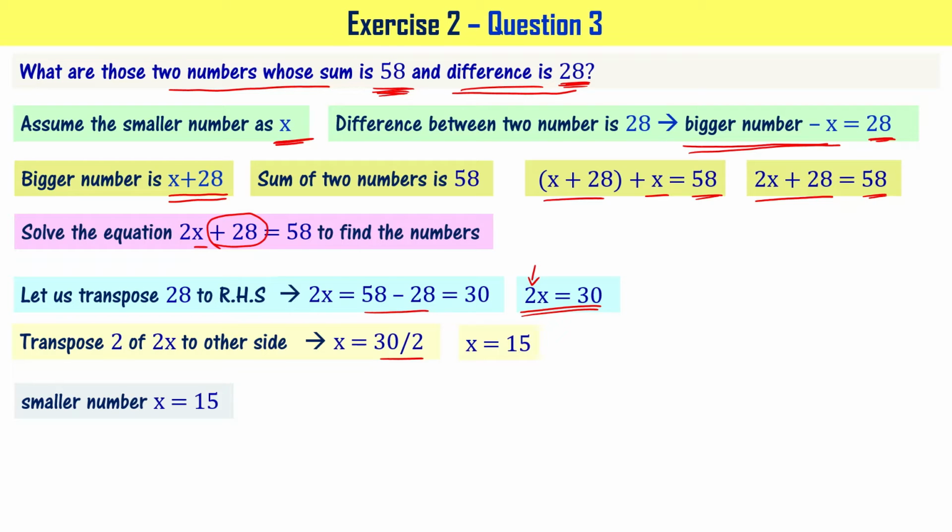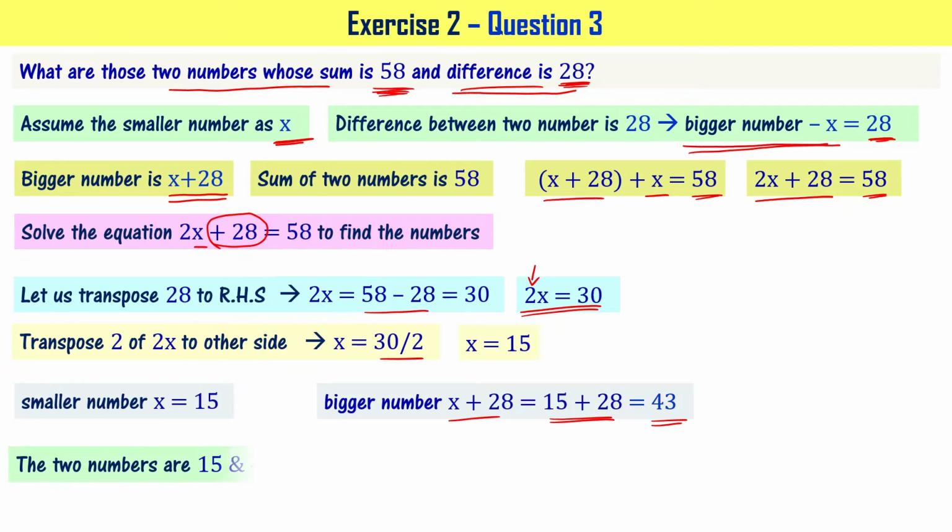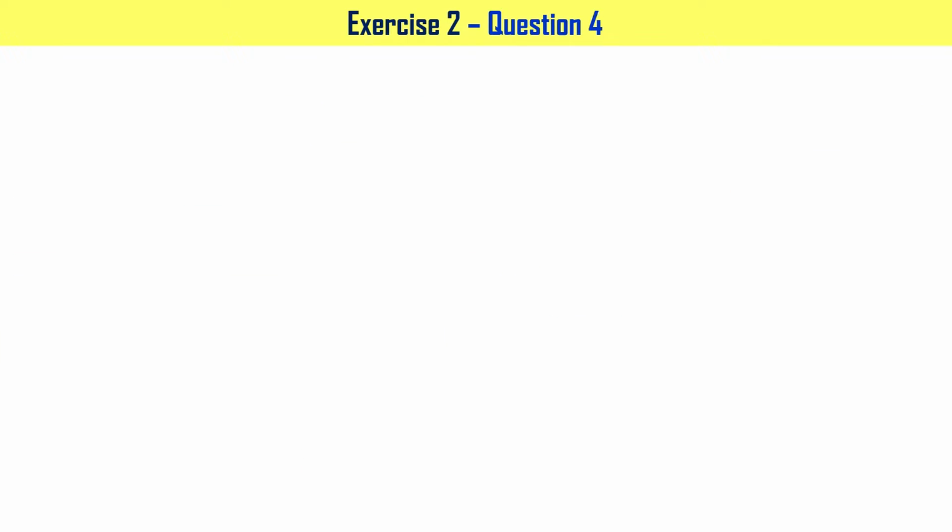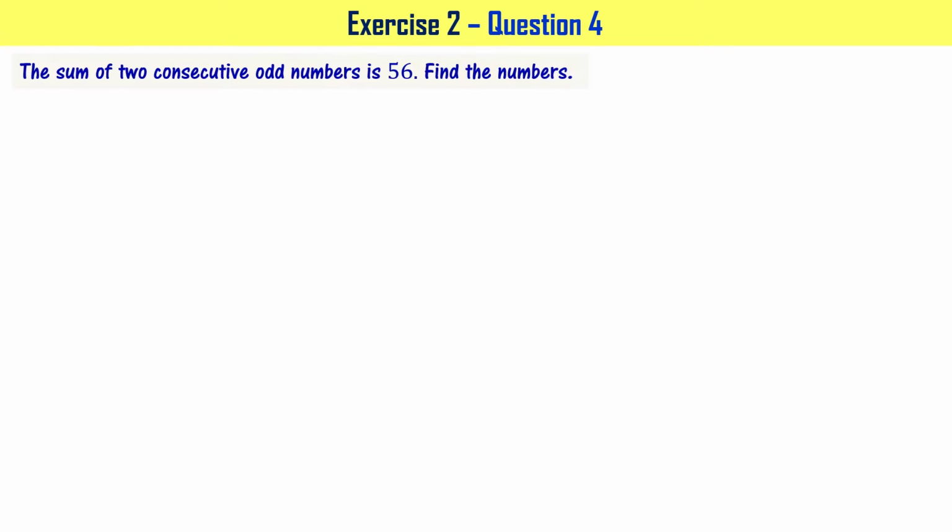The smaller number is now known, that is equal to 15. And the bigger number is x plus 28, meaning that is equal to 15 plus 28. That is equal to 43. Got it? So the two numbers we are looking for are 15 and 43. Got it? Question number 4: the sum of two consecutive odd numbers is 56. Find the numbers. You see here, it says that the sum of two consecutive odd numbers is 56.